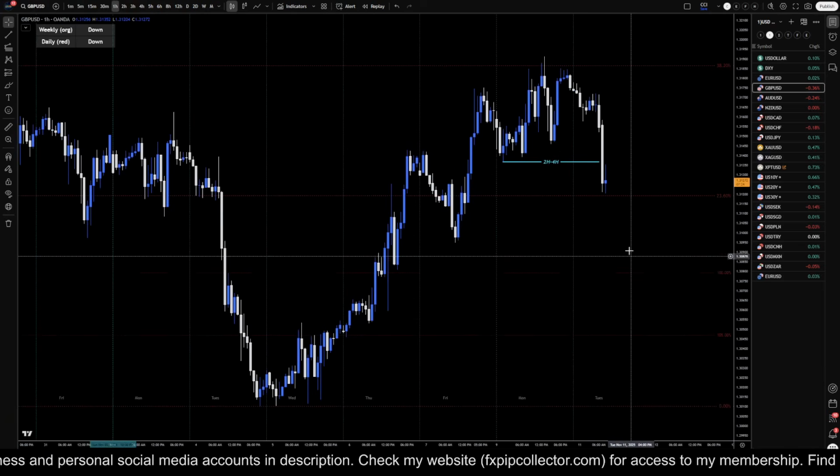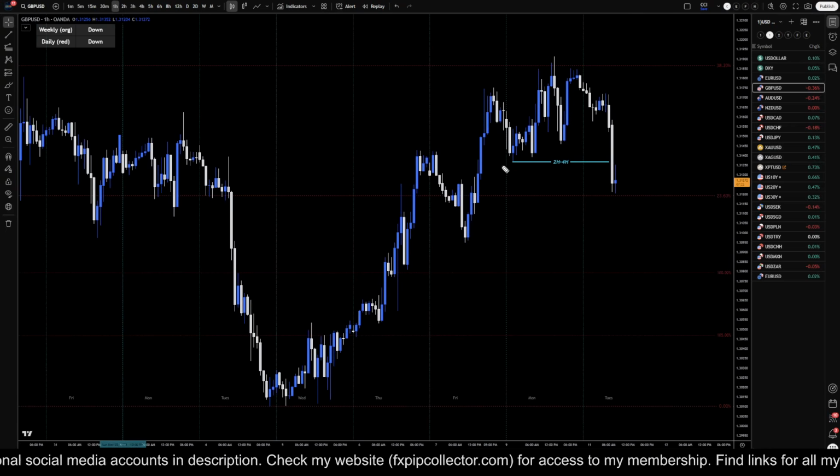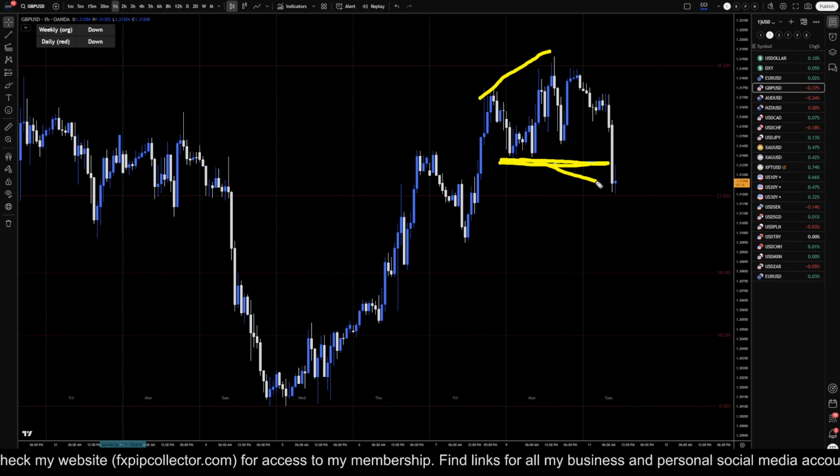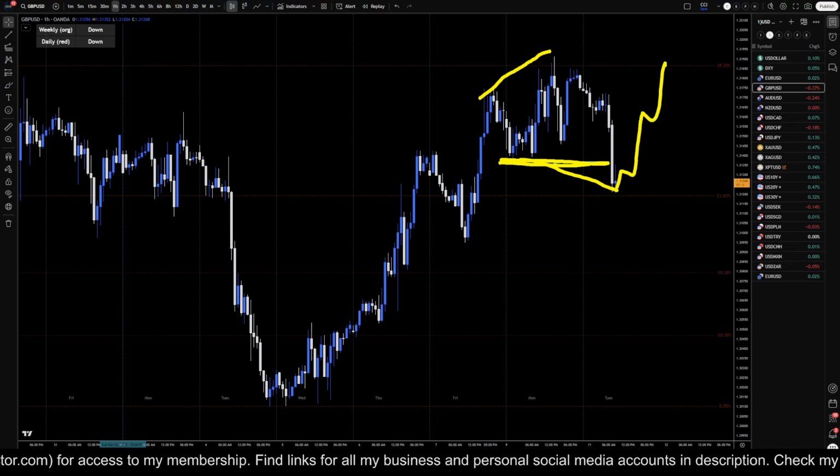Going down to the 1 hour time frame. Now, we do have a break of structure on roughly the 2 to 4 hour time frame right here. Now, there is a chance that this is like an expanding flat, something like this. So just keep an eye on it because it could end up making another wave to the upside.